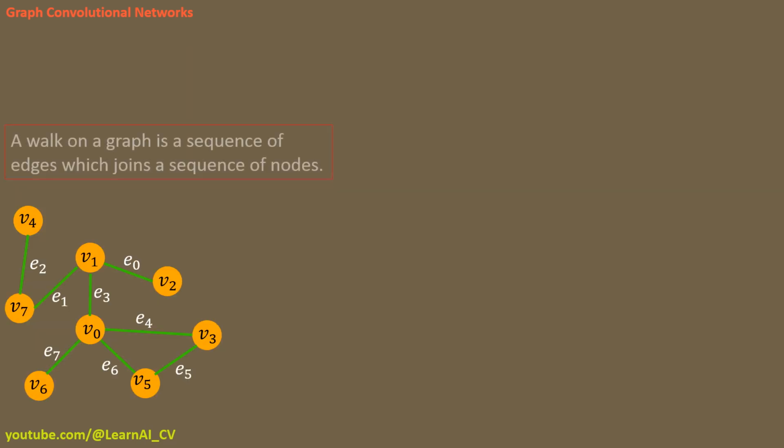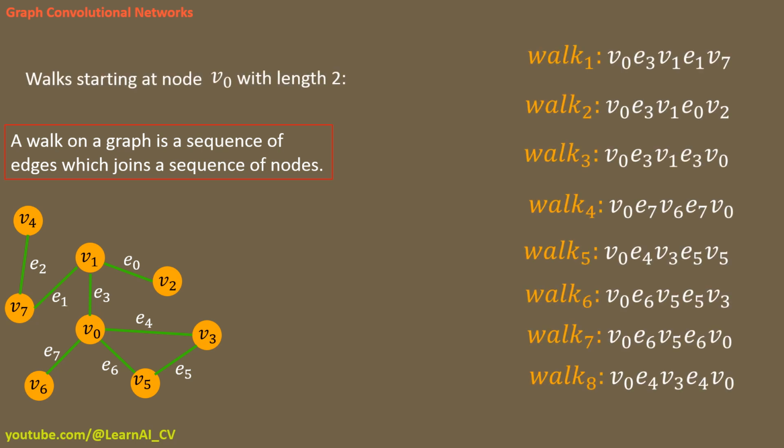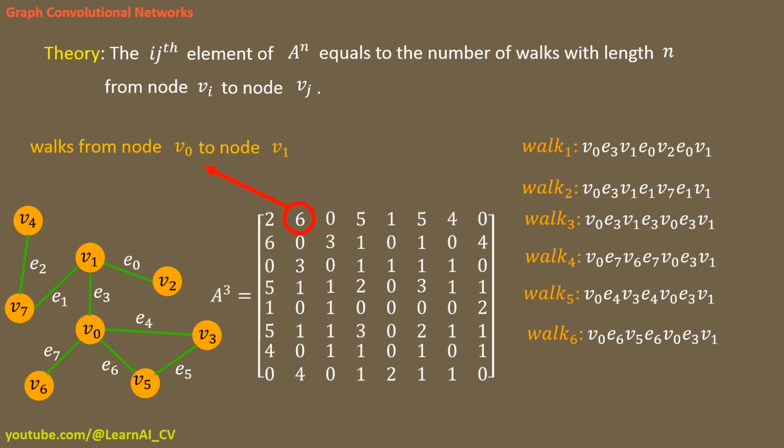A walk on a graph is a sequence of edges which joins a sequence of nodes. In this graph, there are 8 walks starting at node V0 with length 2. There is a theorem which says the element ij of A to the power of n equals the number of walks with length n from node i to node j.